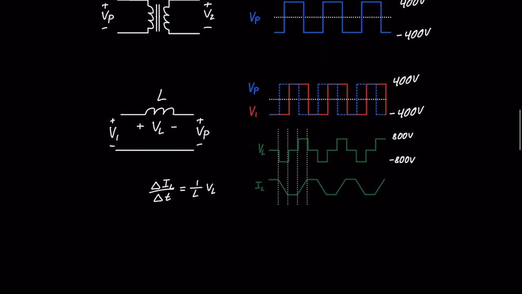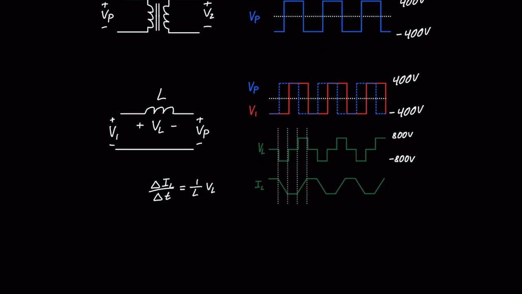And now I want to look at the inductor. In order to find the voltage over the inductor, we need to look at the voltage difference, which is V1 minus VP. So this is the voltages on top of each other. You can see that V1 minus VP would become this waveform. And in the middle here, the voltage is 0. So it goes from 800 to minus 800.